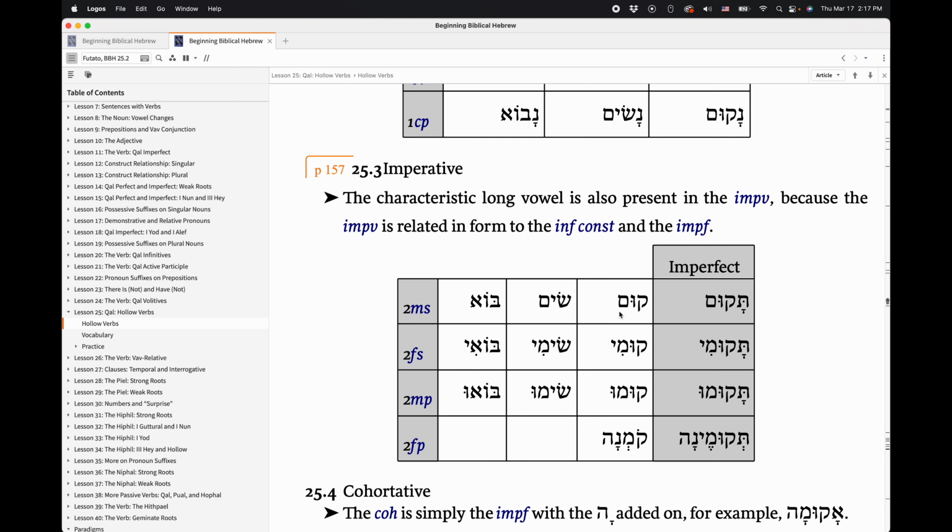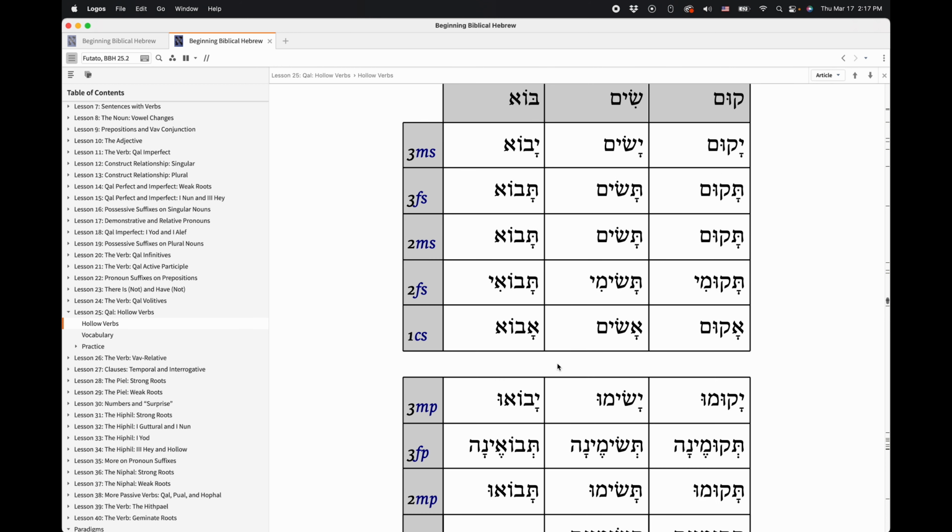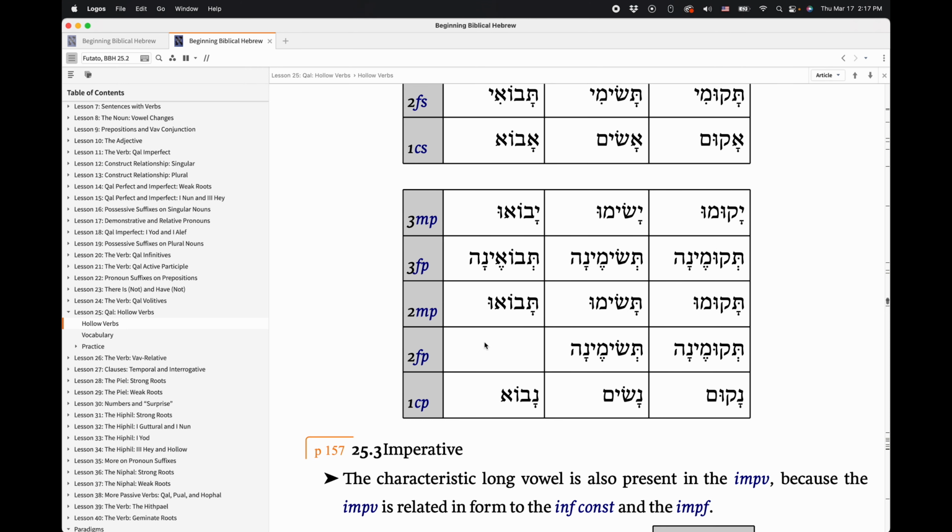So the 2FS imperative is actually going to look a lot like the infinitive construct with a 1CS suffix. But you'll see toward the end here that there are some forms of hollow verbs that are going to be identical. We've already seen a few of them. These are also identical when it comes to just strong verbs, the 3FP and 2FP of the imperfect. But you've also got the 3FS and the 2MS of the imperfect. Those are also identical. But we're used to that with our strong verbs. We're used to the 3FP and 2FP with our strong verbs.